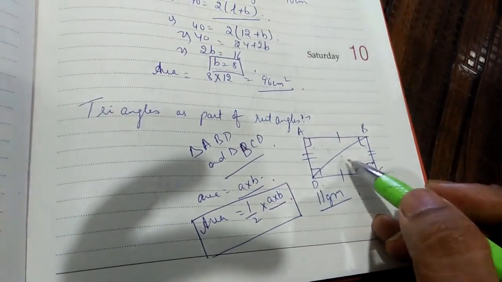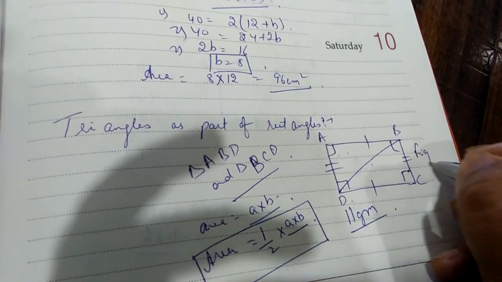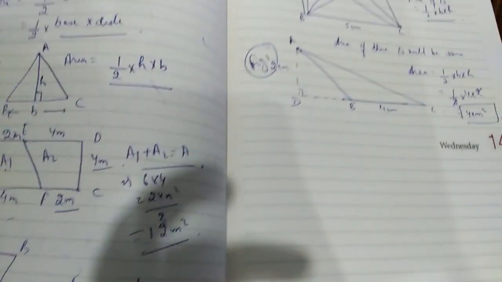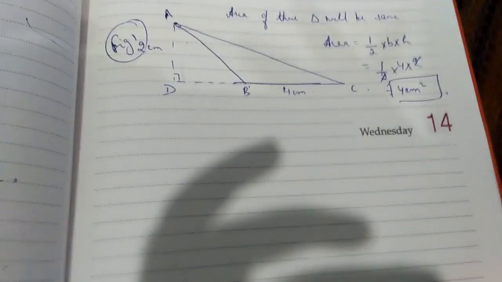This triangle is figure 5. We are going backwards. Okay, so this is figure 5. If you understand these 5 figures, I think you will be able to understand what the area of triangles is all about.